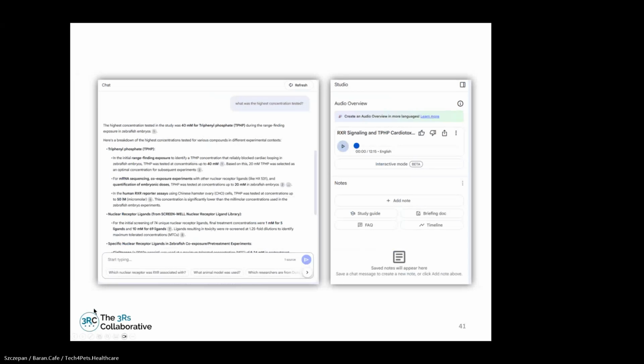And one thing I did ask it, since I gave it the whole paper, and this is something, if you're reading a paper and can't find a particular detail, it might be able to help you do it. So I asked, what was the highest concentration tested? It went through and pulled, and it was 40 millimolars of the compound. And then it also gave some details about, okay, that was in the range finding, but what about in the ligand screen or the sequencing? So it did pull out what the different ones were, and they were, as far as I read, correct.